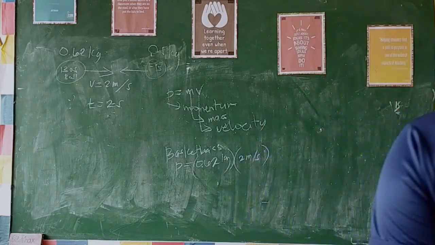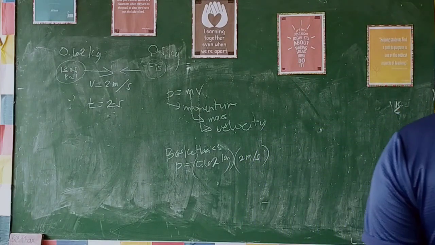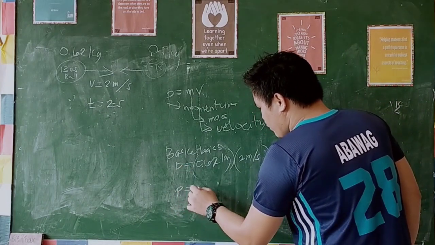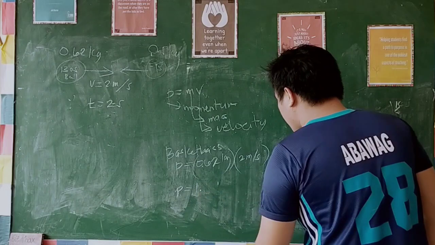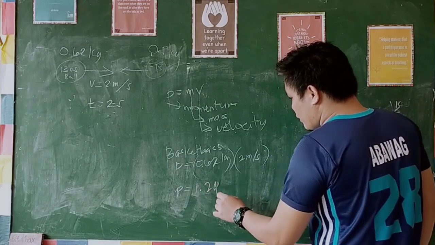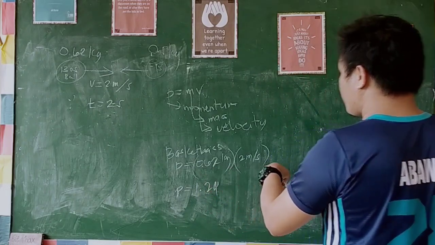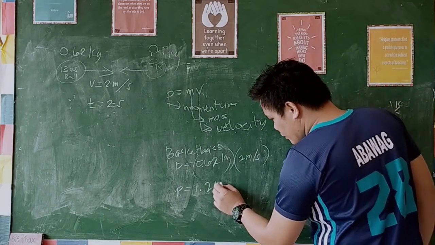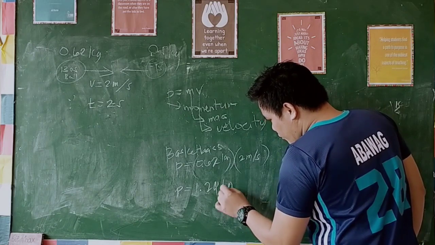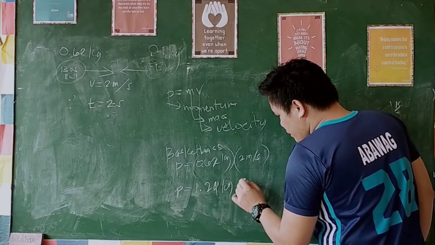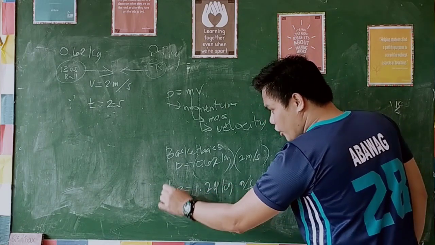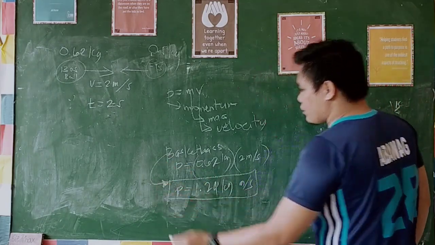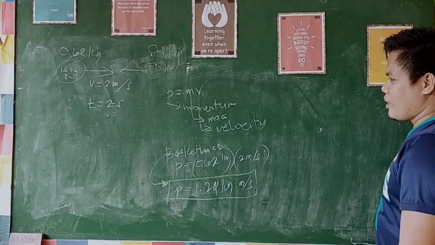And your momentum of the basketball is equal to 0.62 times 2, which is 1.24 kilogram meters per second. This is your momentum of the ball. Okay?